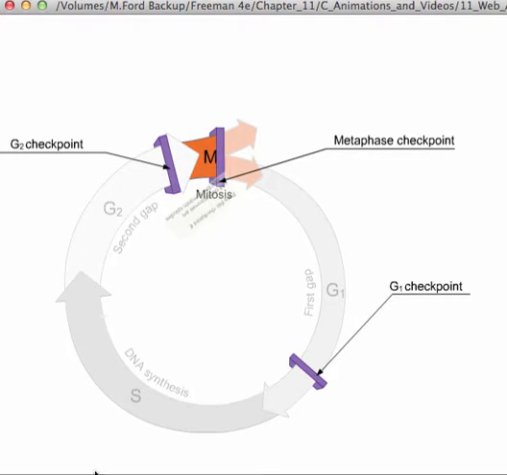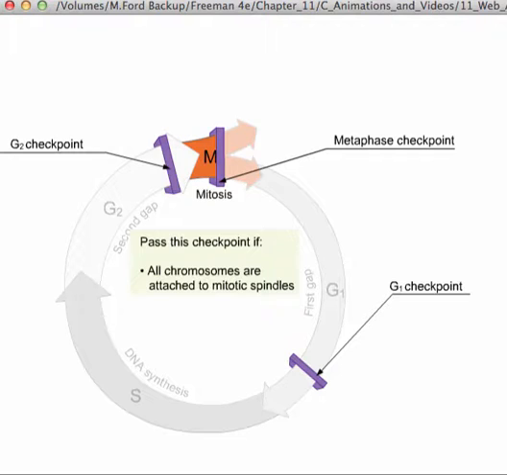All right, the final checkpoint is in metaphase. The question being asked here is, are all chromosomes attached to mitotic spindles? If they're not, you could have improper segregation of chromosomes. You could get a case where you did not have separation of sister chromatids. This could become a problem if we're talking about misallocation or breaking of chromosomes. If this is not the case, you could get daughter cells with an incorrect complement of DNA.